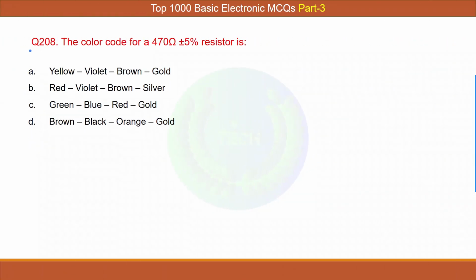Next question, question number 208. The color code for a 470 ohm plus minus 5% resistor is option A, yellow, violet, brown and gold. Option B, red, violet, brown, silver. Option C, green, blue, red, gold. Option D, brown, black, orange, gold. The answer is option A, yellow, violet, brown, gold.